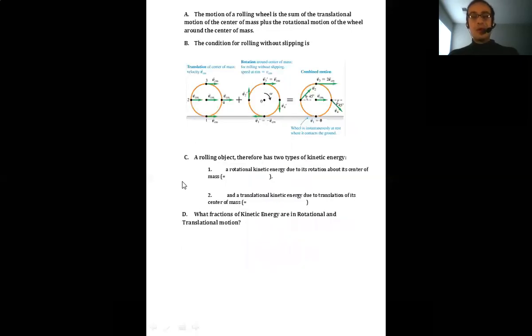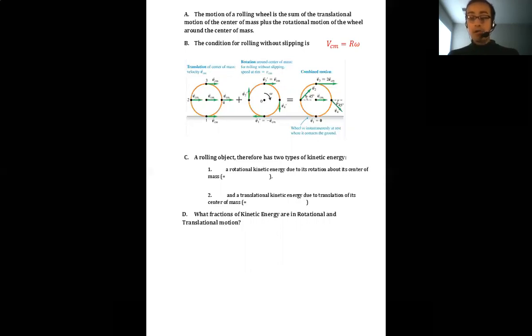All right, so the motion of a rolling wheel is the sum of the translational motion of the center of mass plus the rotational motion of the wheel around that center of mass. The condition for rolling without slipping is that the velocity of the center of mass is equal to the radius of that wheel times omega, the angular velocity, or the velocity that's happening in a circle. Now that's a condition for rolling without slipping.